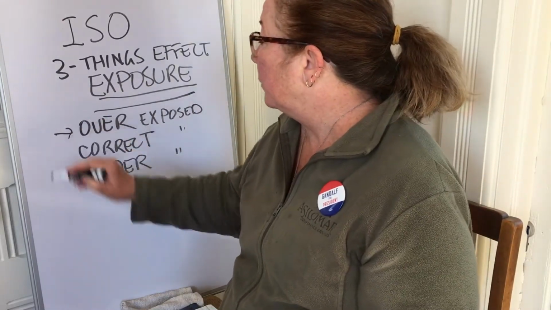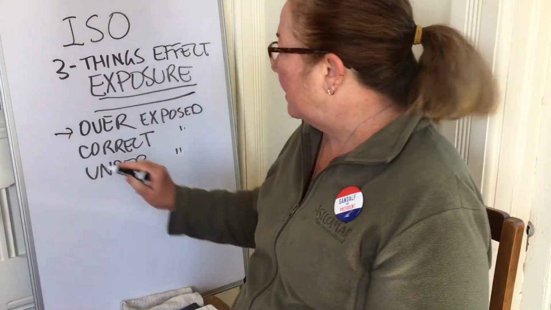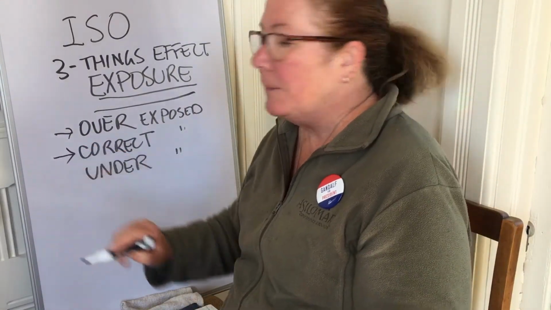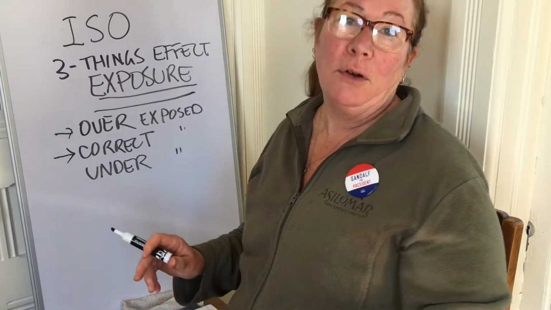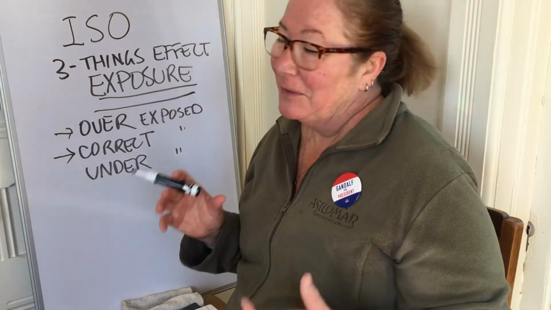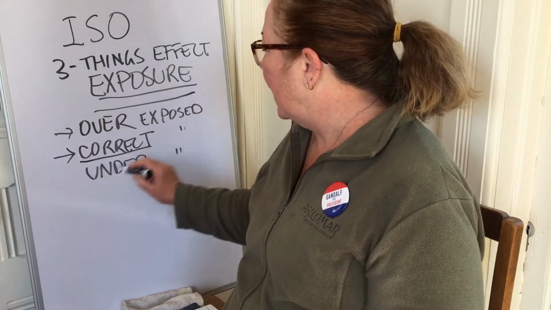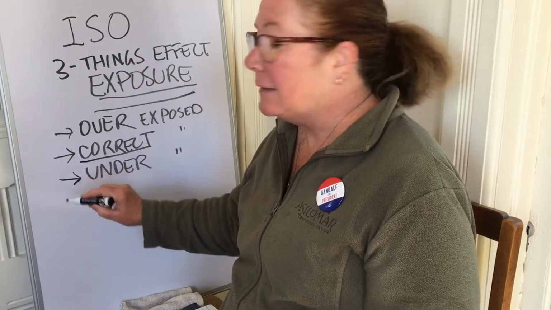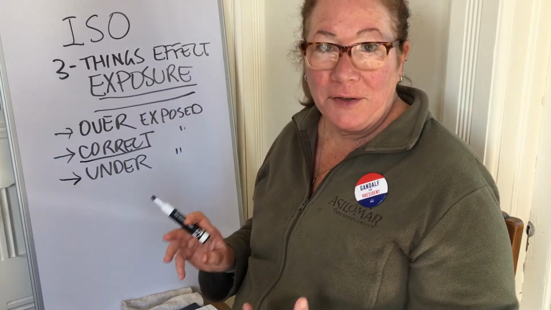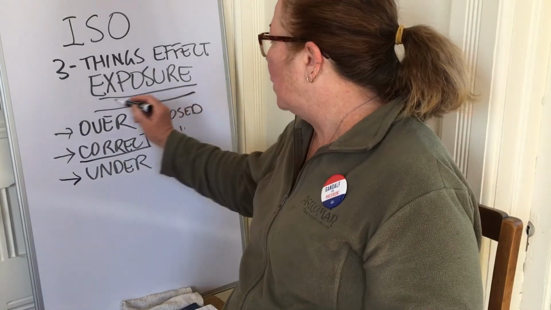This is too much. If it's overexposed, there's too much light coming in. Correct exposure, it's just right, just like Goldilocks. Too much, too little, just right. And of course, underexposed is not enough light and your photograph is too dark.